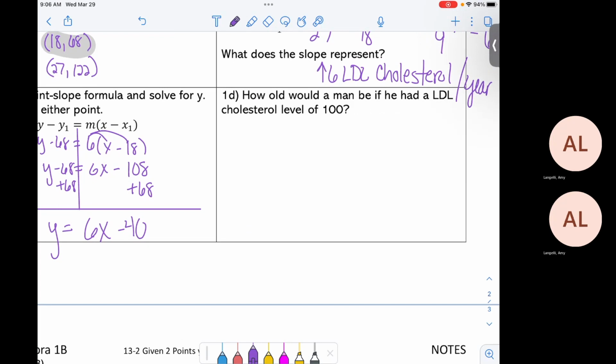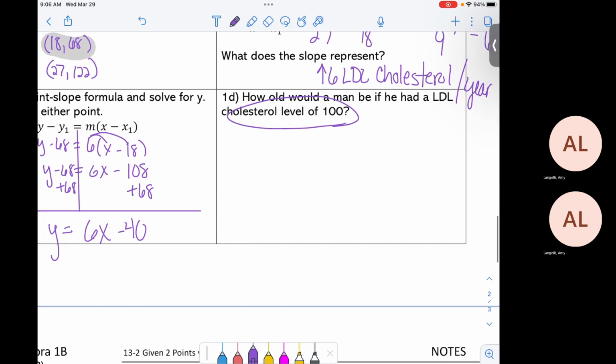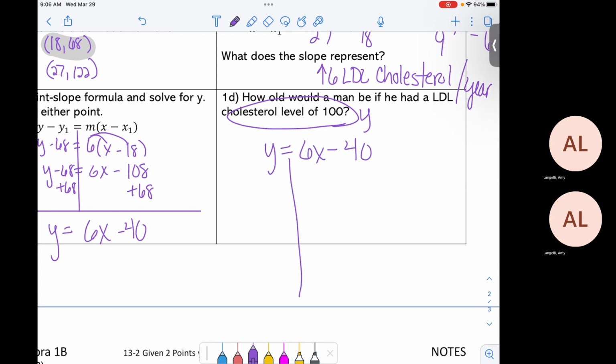Okay, this one's a little different. How old would a man be, using this as a prediction, if he had an LDL cholesterol of 100? So what do I plug that in for? That's a cholesterol level. Y. That is correct. So this is the first time I'm putting it in for y instead. So if y equals 6x minus 40, what am I putting in for y, just to verify? 100.